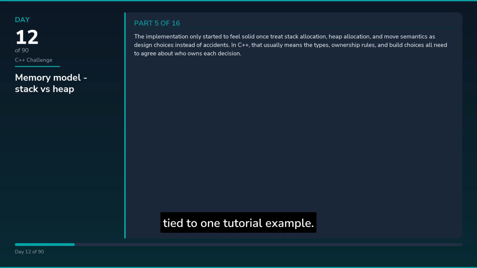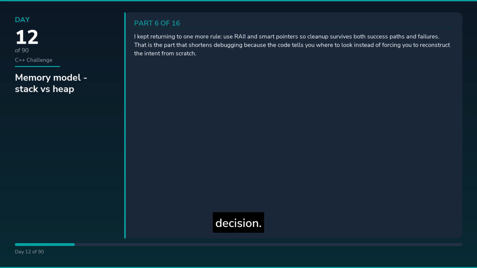The implementation only started to feel solid once I treated stack allocation, heap allocation, and move semantics as design choices instead of accidents. In C++, that usually means the types, ownership rules, and build choices all need to agree about who owns each decision. I kept returning to one more rule: use RAII and smart pointers so cleanup survives both success paths and failures. That is the part that shortens debugging, because the code tells you where to look instead of forcing you to reconstruct the intent from scratch.